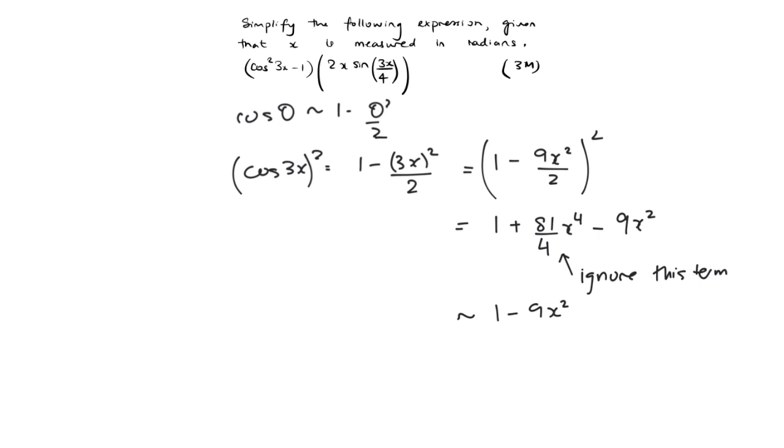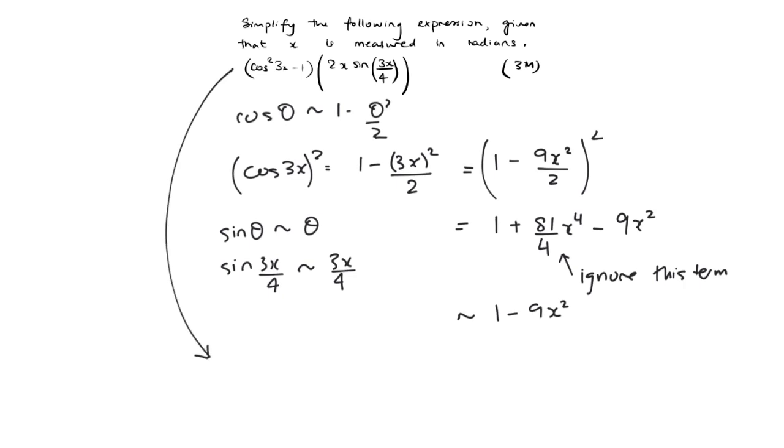So now if I apply everything, I also know that sine theta is approximated to just theta. So sine 3x over 4 will become simply 3x over 4. Now from here, I will just simplify this out. So I've got 1 minus 9x squared for the front bit, so 1 minus 9x squared, and then I've got minus 1, which cancels out nicely.